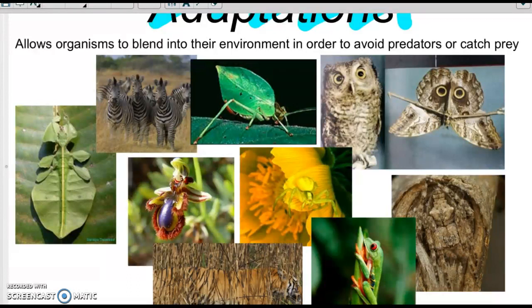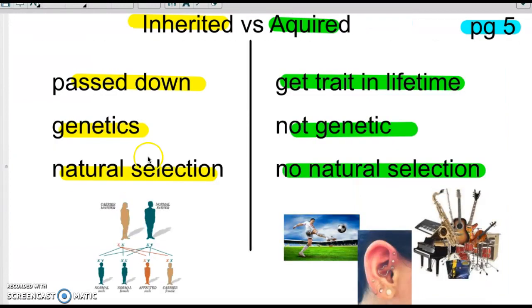All right, so now that we have defined evolution and natural selection, I want us to turn in our packet to page 6 and really talk about this idea of natural selection and how it works. So first of all, I want you to get the difference between inherited versus acquired. Inherited are traits that are passed down. It's in our genes. And that is what natural selection acts on. It acts on inherited traits.